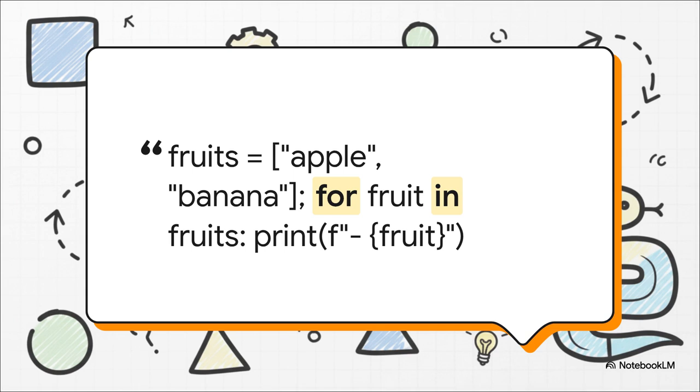In the first pass, the variable fruit is apple. In the next pass, it's banana, then cherry. The loop handles all the work of moving from one item to the next until it's done. It's clean, it's super readable, and you don't have to mess with any counters.